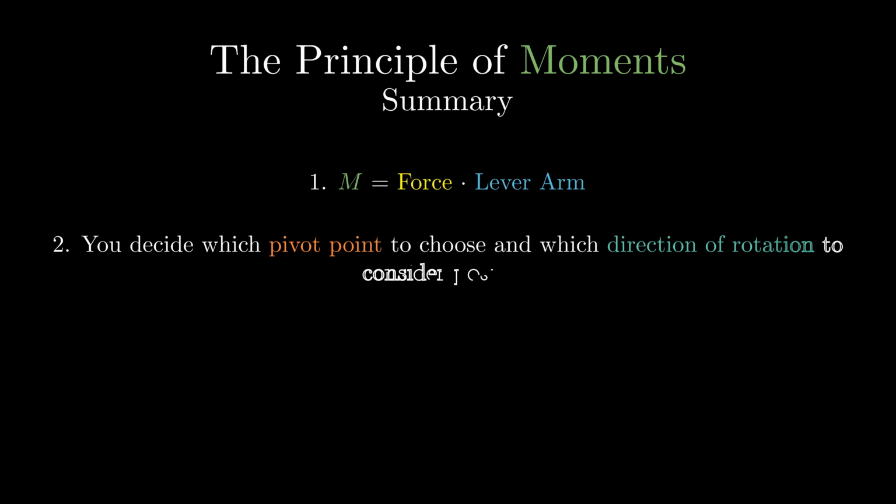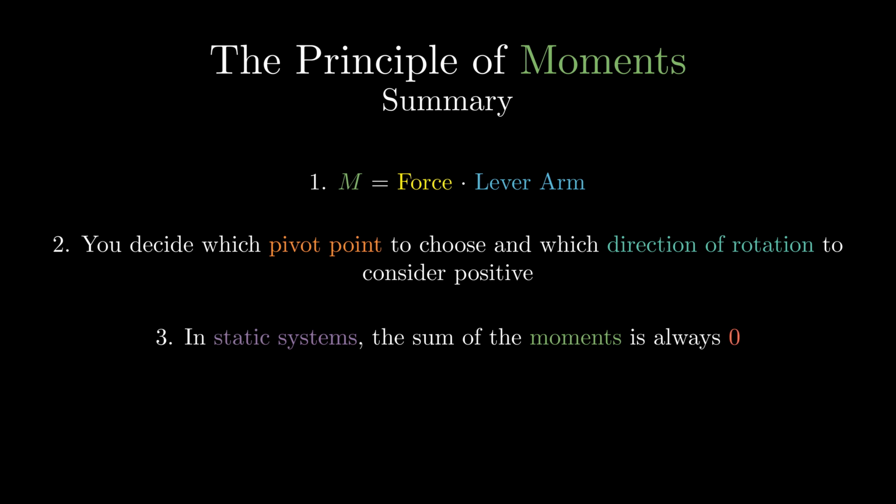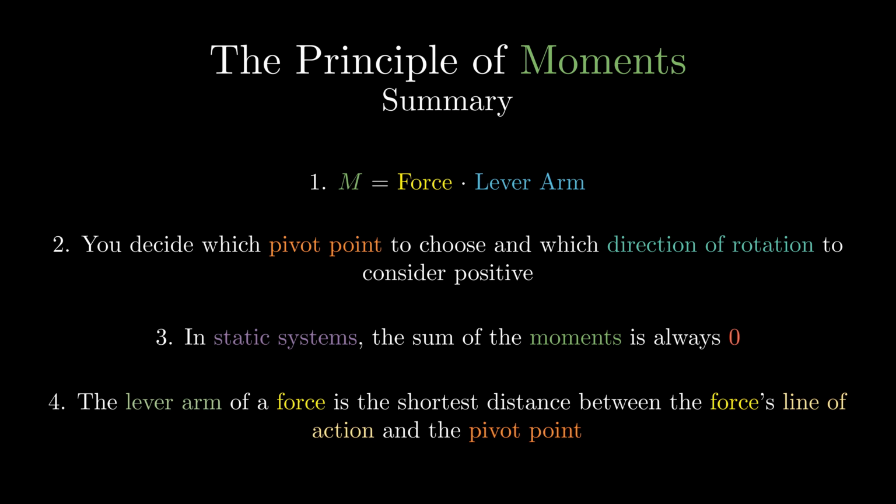Let's summarize what we've learned today. First, M equals force times lever arm. This basic formula explains how torque is produced. Second, you choose the pivot and decide which rotation direction is positive. Third, in static systems, all moments sum to 0, ensuring equilibrium with no rotation. Fourth, the lever arm is the shortest distance from a force's line of action to the pivot.